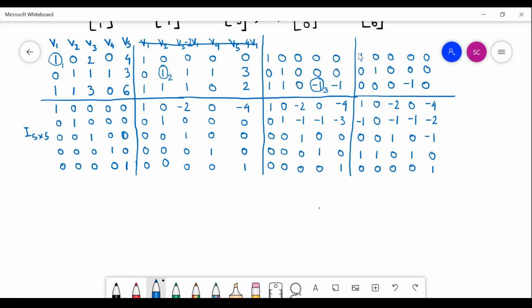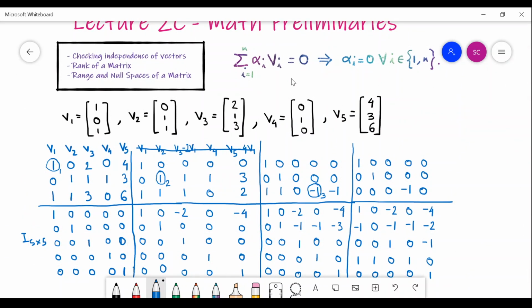Among this, what information do we need? Do we need the information that V1 minus V2 plus V3 is 1, 0, 0? No, we don't need that information. At least that was not the intention of doing this operation. The intention of doing this operation was to find out the alphas, the scalars with which we can scale the vectors V1 to V5 so that the resultant will be 0. We wanted to solve this equation and obtain these alphas. So our final result must be 0.